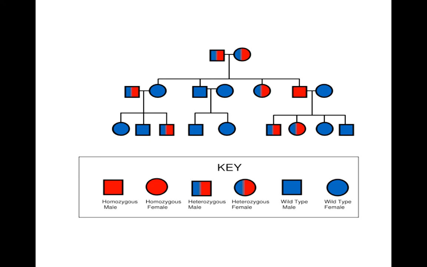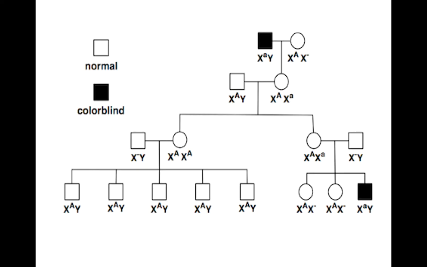Okay, so I'll go through all of these. But here's another example. It's just going to look like a lot of boxes and circles linked together with different shadings in order to specify their genotype. This is an example of a pedigree for who's colorblind in the family.